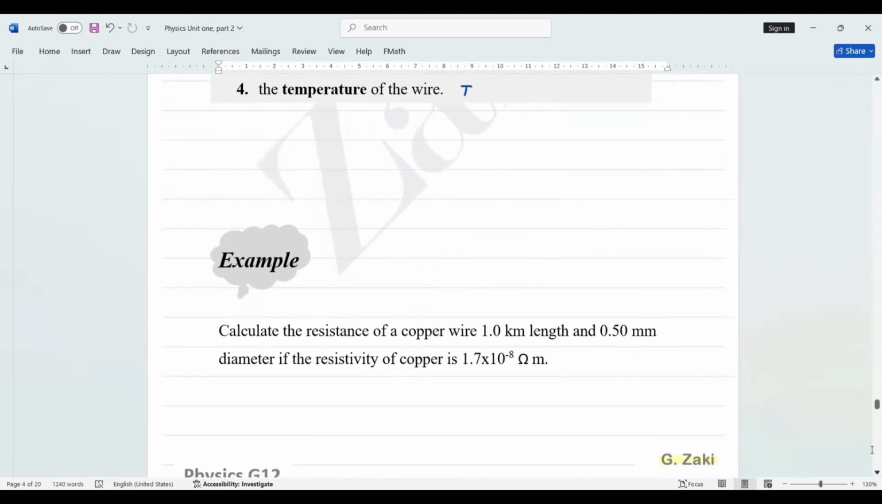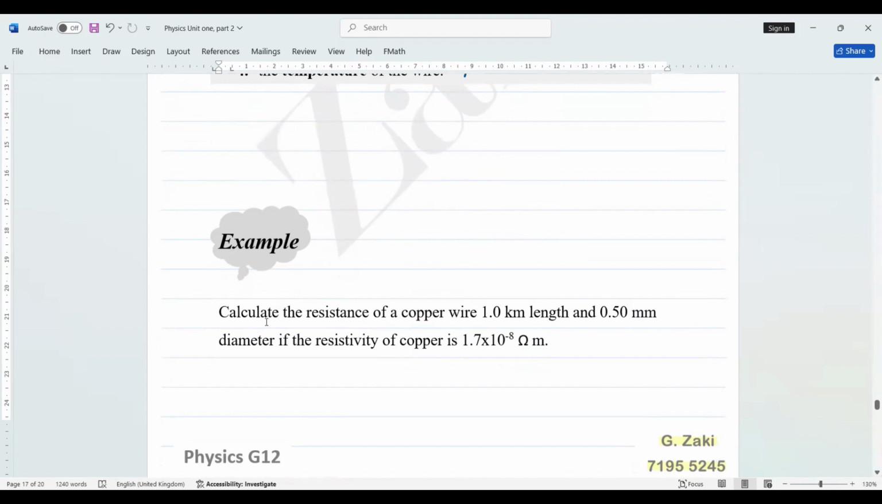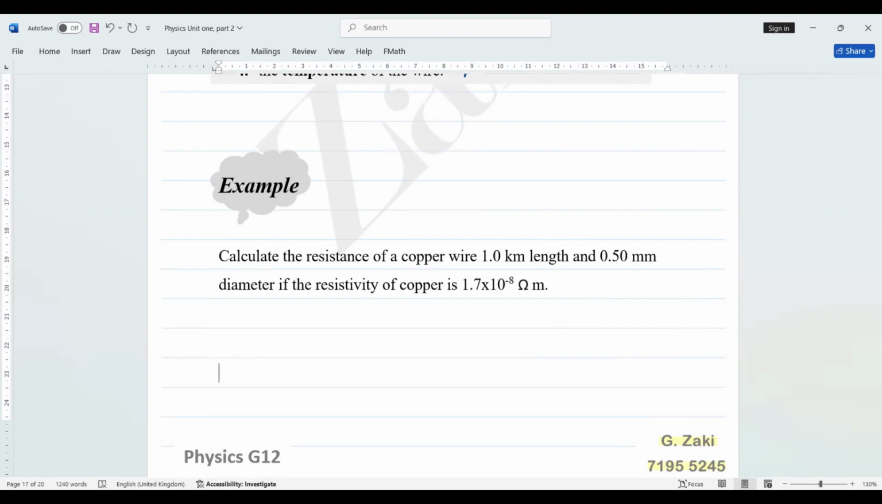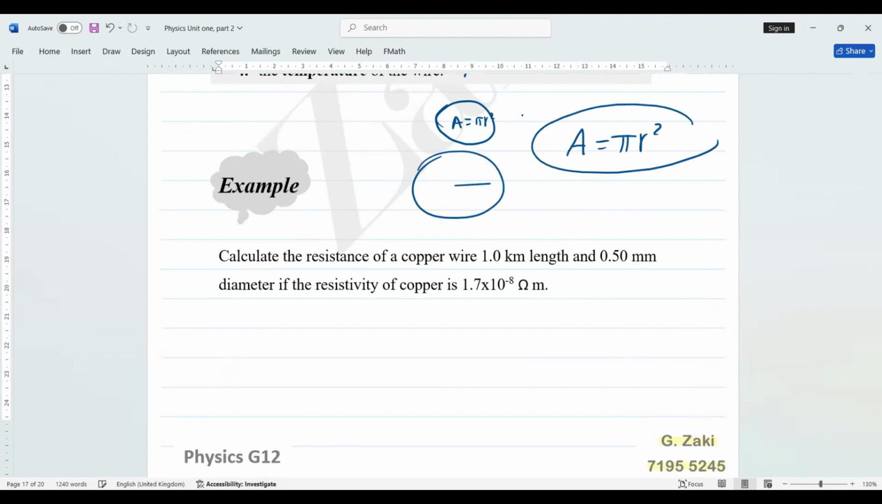Now, try to solve this example. Read the question, be careful, write the given, and try to solve. By the way, most conductors are circles or cylinders. So the area is the area of a circle, pi r squared. So remember, the area is pi r squared, where r is the radius. What is the relation between the radius and diameter? The radius equals half the diameter. So remember, the radius equals half the diameter.